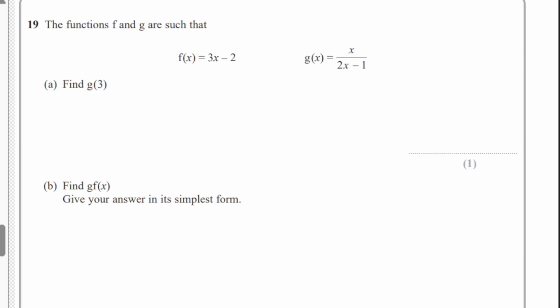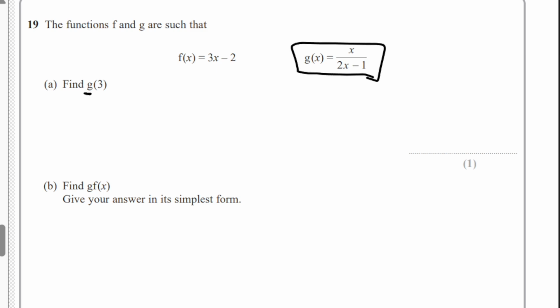Question 19 is 3 marks. Functions. The functions f and g are such that f of x is this, g of x is that. Part A says find g of 3. Since it's g, avoid using this because this is not g, this is f. So it's g, you use this function here.